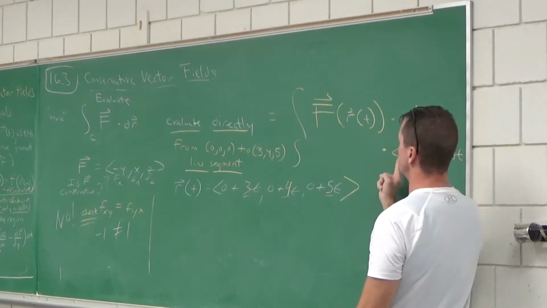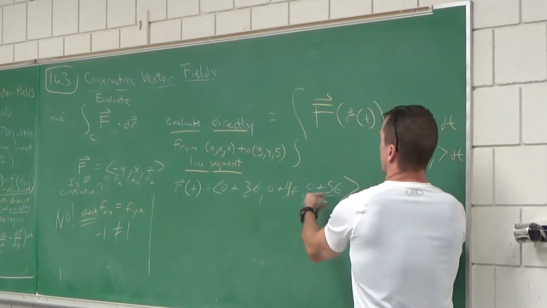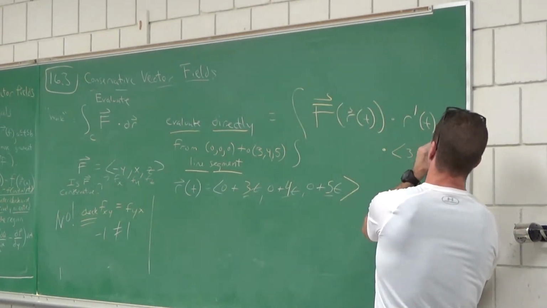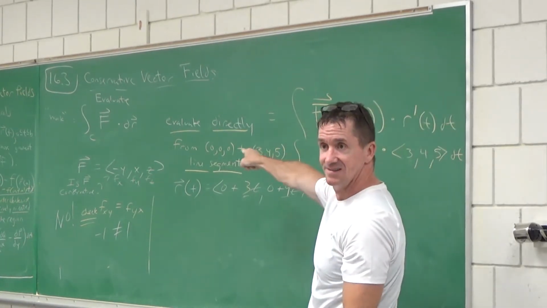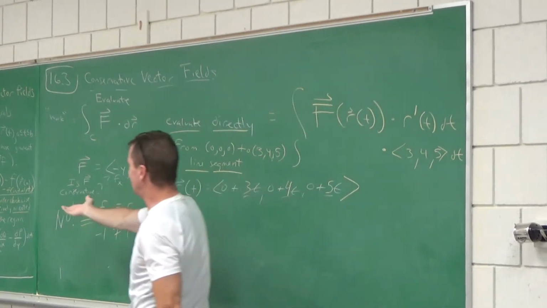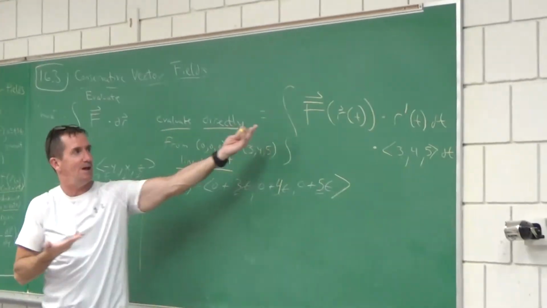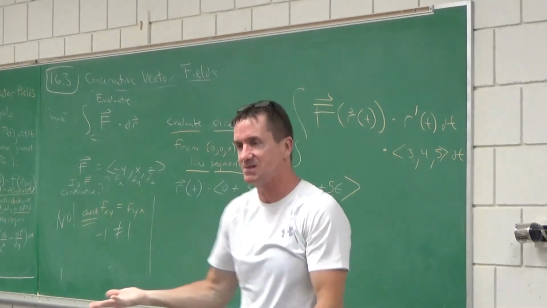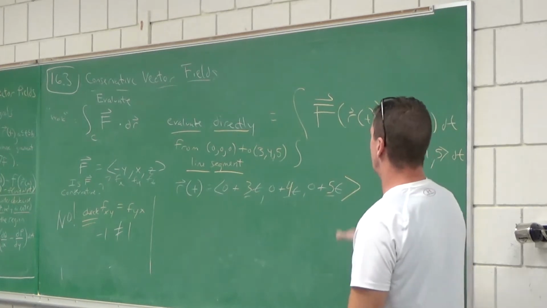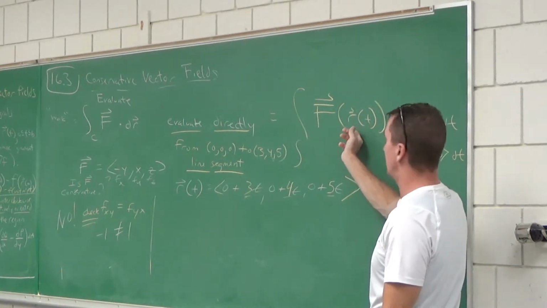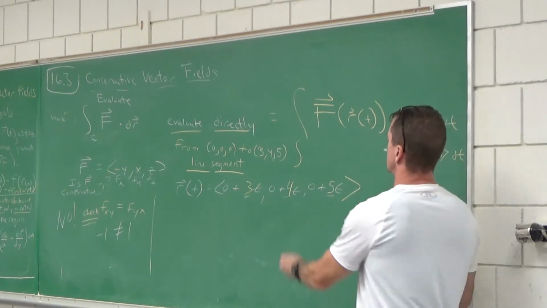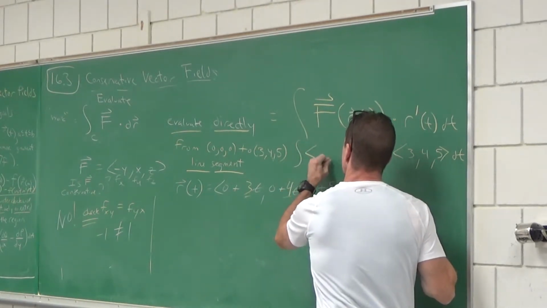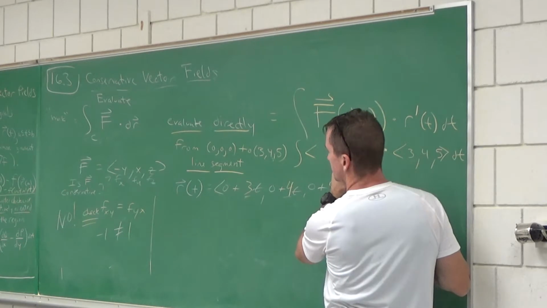Now what's r prime of t? 3, 4, and 5. This problem is not bad directly, but I'm doing it directly. I can't use the fundamental theorem here, so I'm just going back to the direct method. Okay, but it was an easy vector field. We see that the more complicated the vector field, the more complicated this is, and the more complicated the path. What's F composed of r of t? I think I've got enough room, don't I? Yeah.